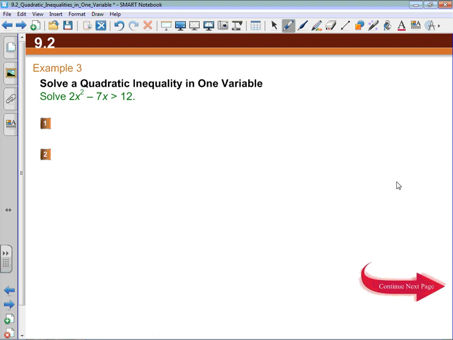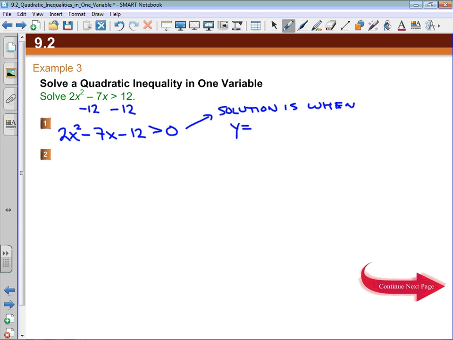It's greater than 12. So the first thing that we're going to do is just like we would in a regular quadratic, I am going to get one side of my equation or inequality equal to 0. So now looking at 2x squared minus 7x minus 12 is greater than 0, I just want to write that the solution is when y equals 2x squared minus 7x minus 12 is above, because it's greater than 0, and I'll put that maybe in a bracket, greater than 0, below that, the x-axis.